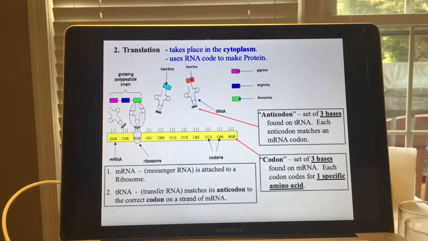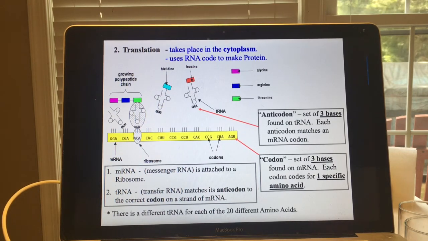And there on the yellow, the group of 3 bases found on each mRNA is called a codon, and it codes for one specific amino acid. And remember, there's a different tRNA molecule for each of the 20 different amino acids. And again, we are in the cytoplasm.